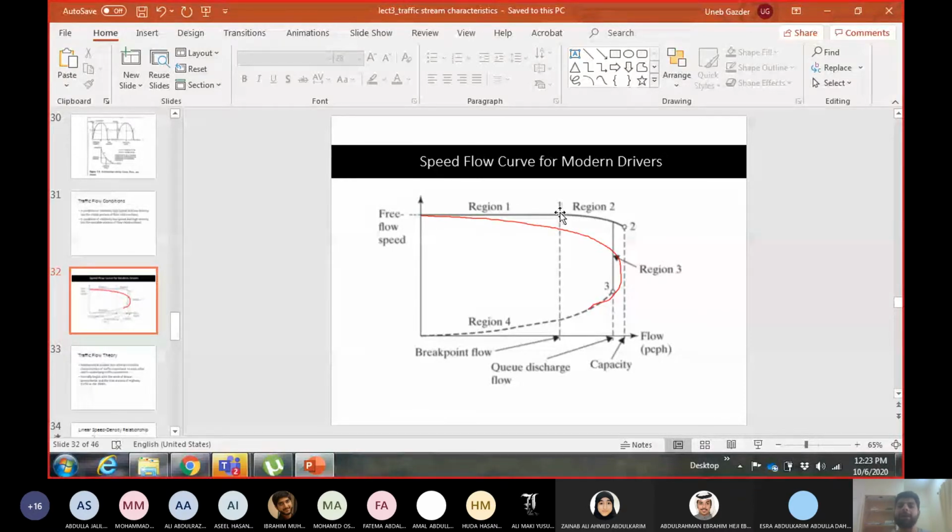Okay, this will happen up till a point which they call the breakpoint flow. So until you reach the breakpoint flow, your speed is almost equal to the free flow speed, the speed which you attain when there are no cars on the road. Okay, so you maintain that speed to a very high value of flow. You can see how much is the difference from 0 to this point, very high, right? Point 1 is very far from 0. Then after point 1, you start to see the decrease in speed.